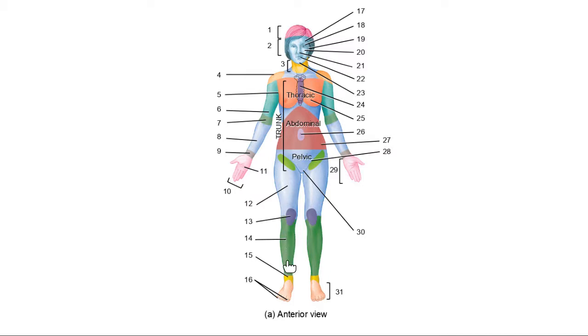Number 14, who can tell me, what do we call number 14? We call it sural region, yes. And number 15? Tarsal, yes. And number 16 are digital again. And the foot anatomy is called pes, P-E-S. So number 31 is pes or foot.